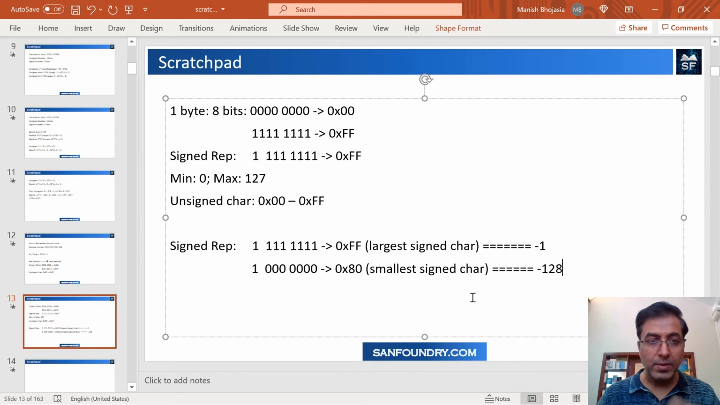Now when you think about the range of values for a character, what you are seeing here is -128, which is the smallest signed number for a character, and then we have the largest. What is that number? -1. -1 is the largest on the negative side, and -128 is the smallest on the negative side. Now I'm only talking about the sign here, but when you talk about the full range, the full range will have a coverage.